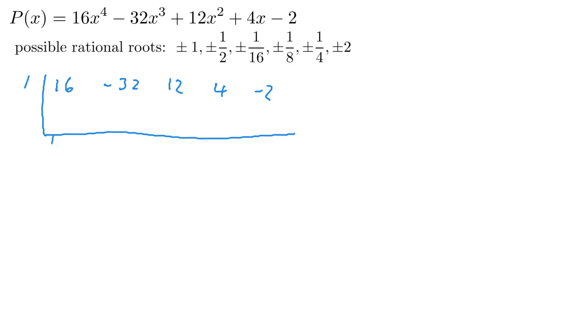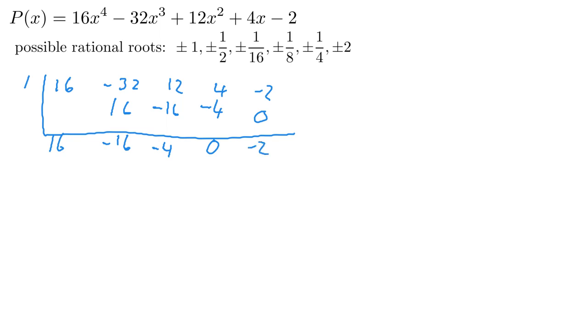So we drop the 16, drop the first coefficient, multiply. 1 times 16 is 16. Add it. Negative 32 plus 16 is negative 16. Multiply. 1 times negative 16 is negative 16. 12 plus negative 16 is negative 4. Multiply. 1 times negative 4 is negative 4. 4 plus negative 4 is 0. Multiply. 1 times 0 is 0. Negative 2 plus 0 is negative 2.